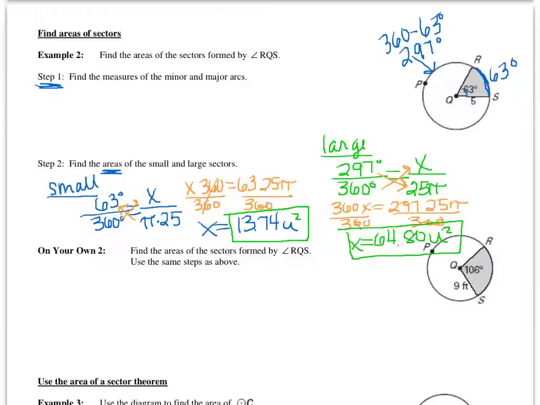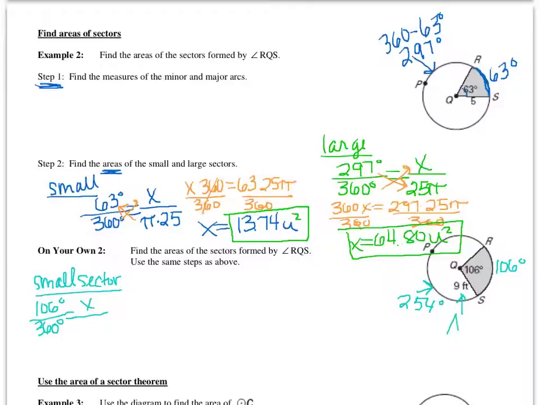Okay, for this second problem here, this arc is 106 degrees, and the larger arc, if you do 360 minus 106, that's 254 degrees. So for the small sector, you're going to set up the problem 106 degrees out of 360 degrees equals x out of, now pi times your radius squared. My area for this one right here, area equals pi times 9 squared, so that's 81 pi. So out of 81 pi.